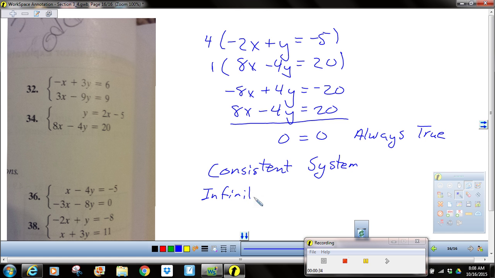But it can't just be any ordered pair. That's what's kind of interesting about this. There's infinite solutions, but there's only certain ones that will work. Not just anything works. And the way we find out what works and what doesn't is we take one of these and solve for y. We already had one of them solved for y right here.